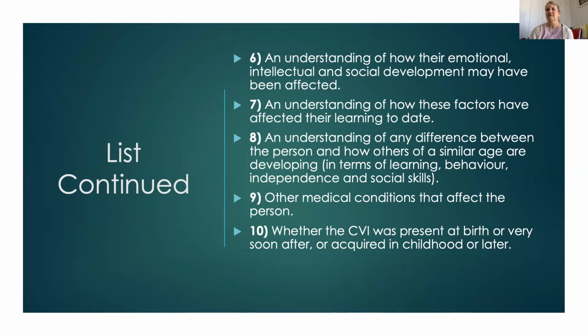This is making sense. I can see where there's a discrepancy here. Looking at other medical conditions that affect the person. And ten, whether the CVI was present at birth or very soon after, or if it was acquired in childhood or later. And there again, we're going to see different kinds of behaviors or different kinds of vision, as we'll learn more about in the following sessions, because of the timing and the location and the severity.